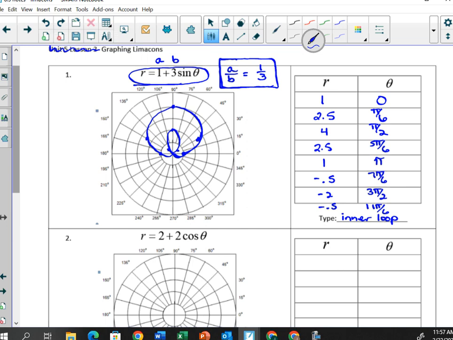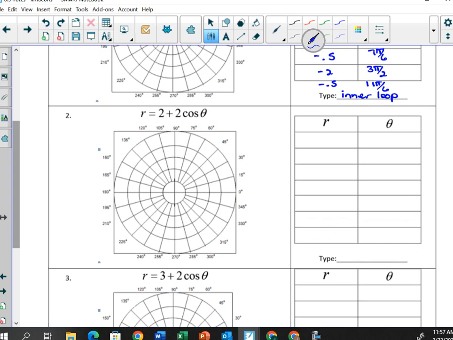What did you say, Barb? What about 1/3? We're going to keep going. We'll reference that in a minute. That ratio matters. That's how you identify which type of limacon it is. So this ratio was 1/3. Limacon. All right, look at number 2. What's the A over B in this one? 1. Okay, it is not going to be an inner loop. It is something else. It's a cardioid.